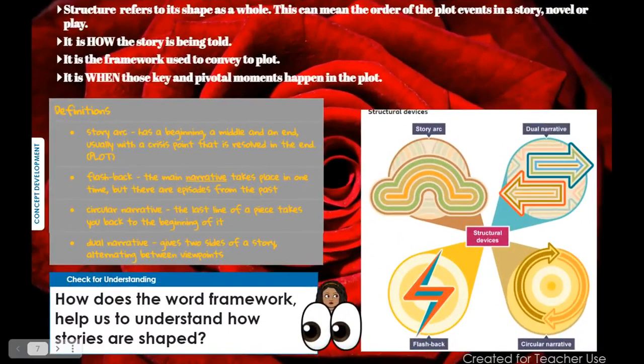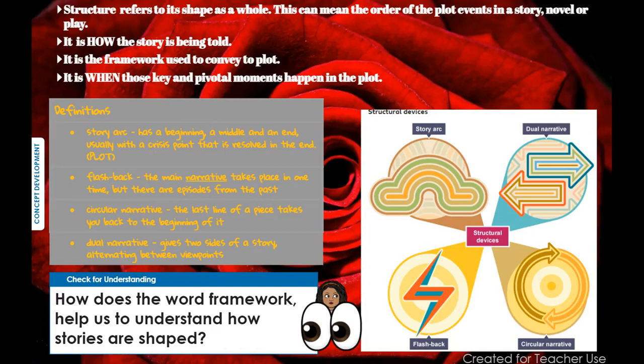So we talked about plot. We talked about what is a thing. Now let's talk about the structure. So the structure refers to how the story is shaped. Remember we talked about how the theme is developed. Well, we're going to look at the structure. The structure helps us to understand how it is developed.